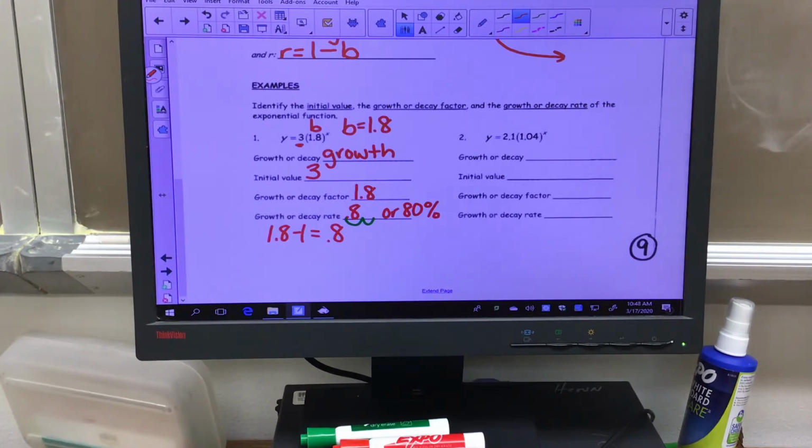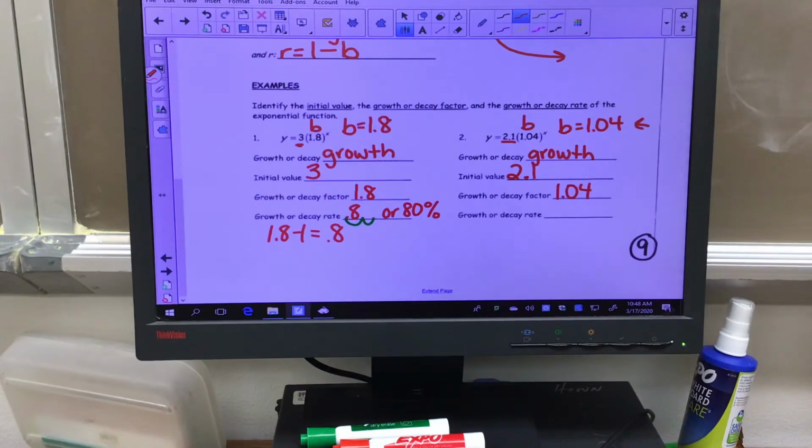You're going to do one more together, and then you're going to do the next page on your own. Looking at the next one, to know if it's a growth or decay, I'm looking at the b. My b is 1.04. Greater than 1, so it's a growth. My initial value is what is in front. It does not matter that it's a decimal. 2.1. My growth or decay factor is 1.04.